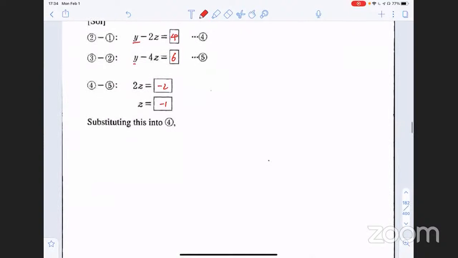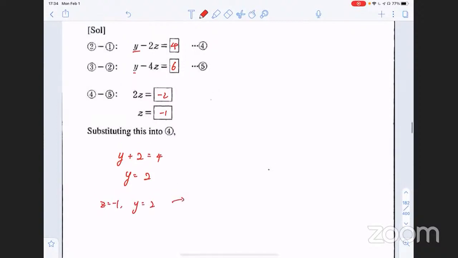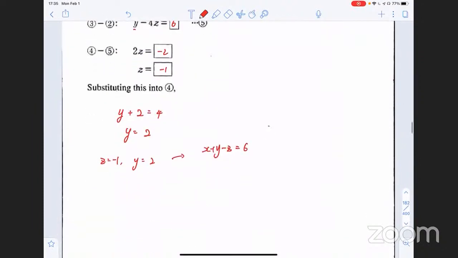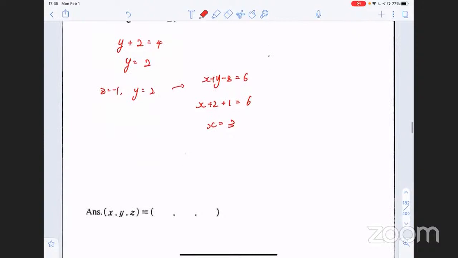So if that's the case, y plus 2 is equal to 4, so y is equal to 2. And then if I substitute z equal to -1, y is equal to 2 back into x plus y minus z equal to 6. All right, it's not hard to say that. I have x plus 2 plus 1 equal to 6, x equal to 3, right? So then 3, 2, negative 1.